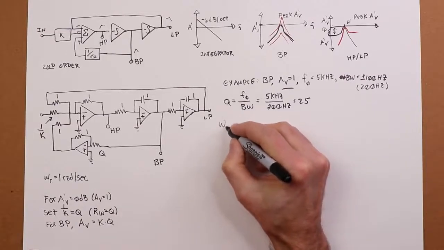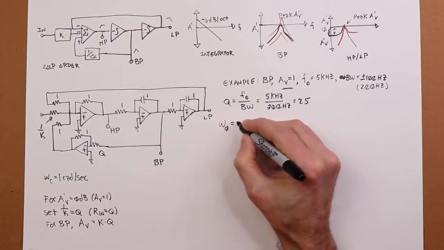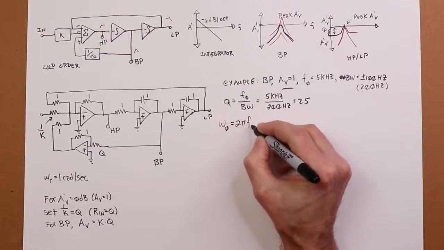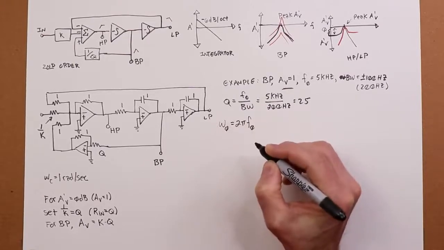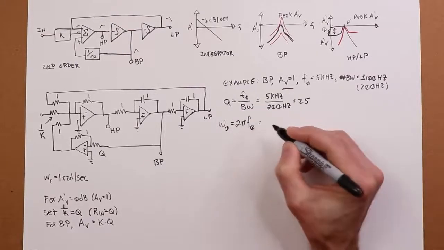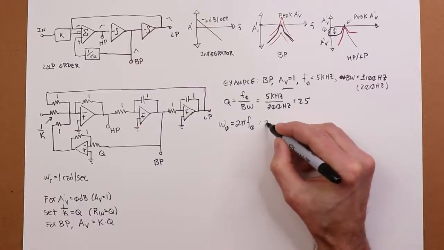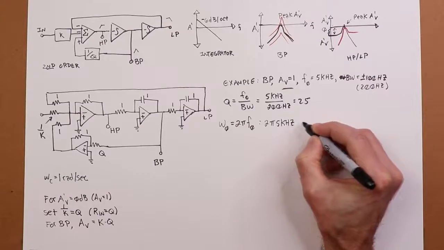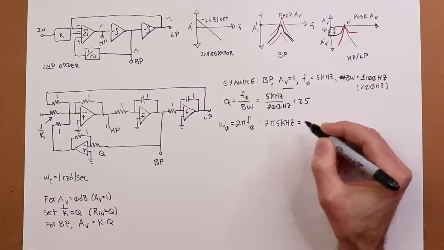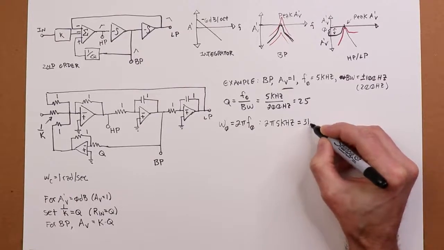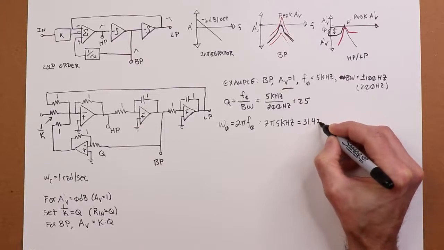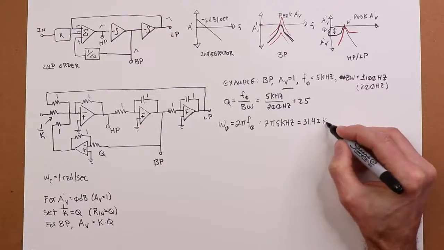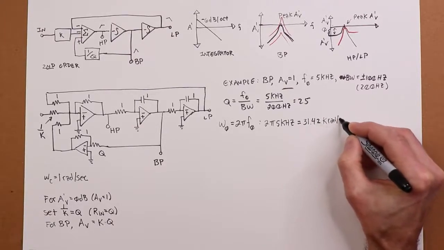So we remember that the radian frequency is 2 pi times F0. So this is going to work out to 2 pi times the 5 kilohertz, and that's going to get us approximately 31.42k radians per second.